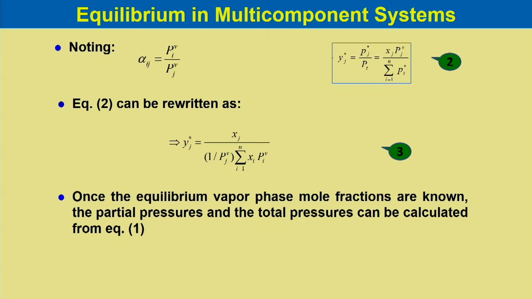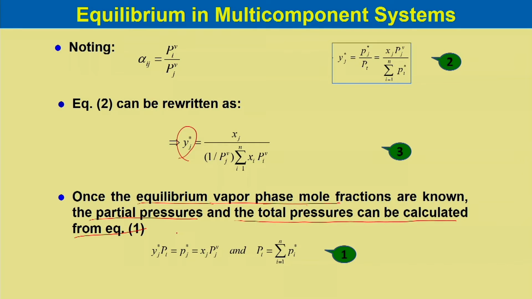Once the equilibrium vapor phase mole fractions are known, the partial pressure and the total pressure can be calculated from equation 1. So, if we can calculate the equilibrium vapor phase mole fractions, then the partial pressure as well as the total pressure can be calculated from this equation. This is as shown before, that is, yj* Pt is equal to pj* is equal to xj Pj^V, and Pt would be equal to the summation over i equal to 1 to n of pi*.